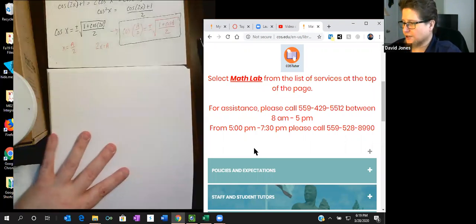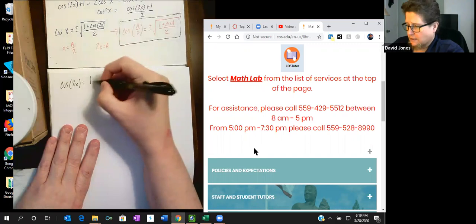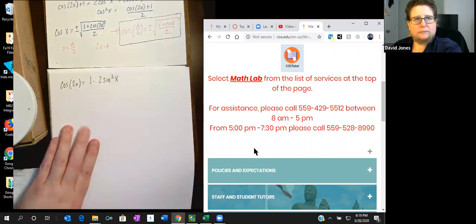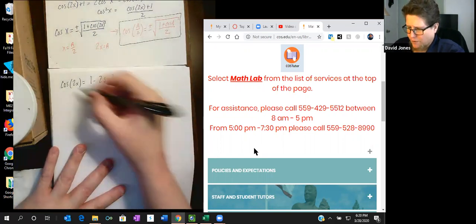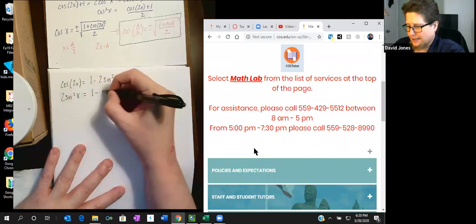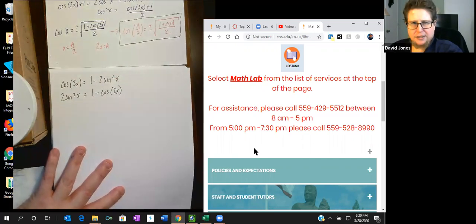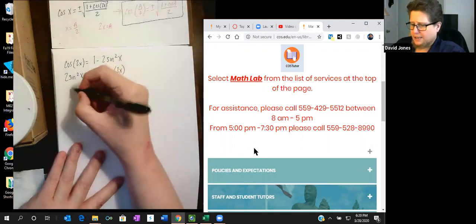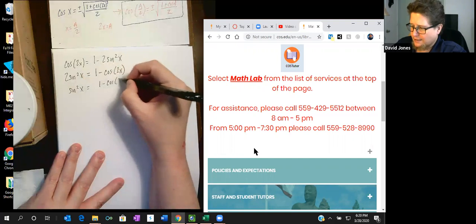The sine one actually comes from cosine 2x as well. If I move the 2 sine squared x over, it becomes positive. If I subtract the cosine 2x, it becomes negative. If it takes you a second and you need to work that out in a couple steps, please do so. And this means sine squared x is 1 minus cosine 2x over 2.